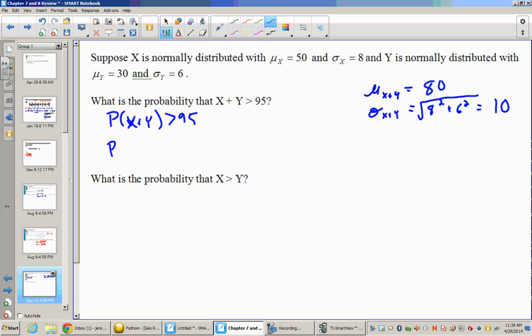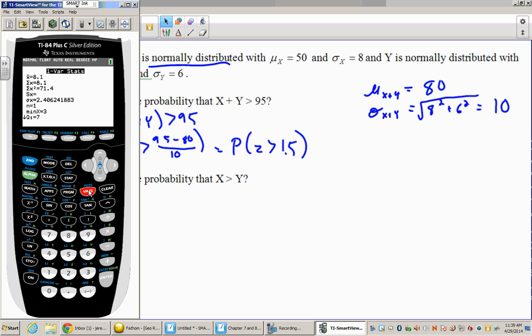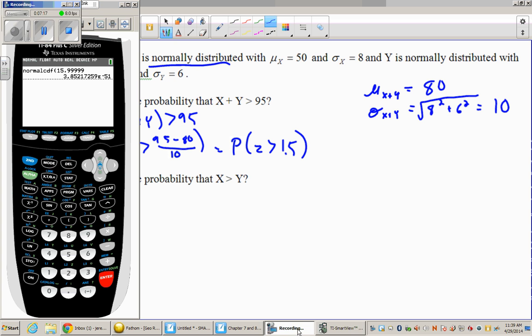Now I can solve the rest of the problem by breaking this down to z-scores, since I know the mean and standard deviation, and I know it's normally distributed, so I can find the probability from here. That's 15 over 10, which is 1.5. Then we take out our handy calculators and do a normal CDF from 1.5 to infinity, and we get a value of 3.8 times 10 to the negative 50.